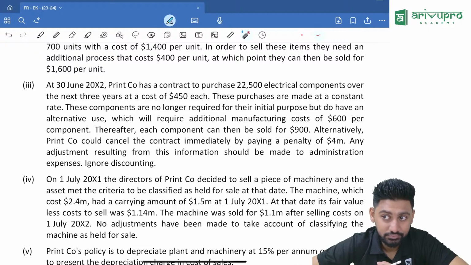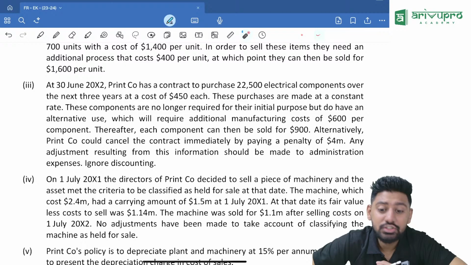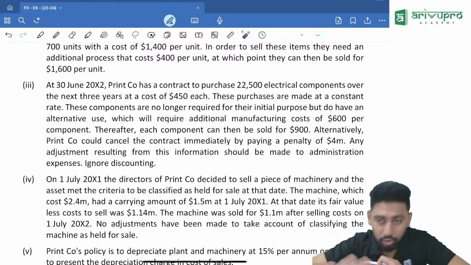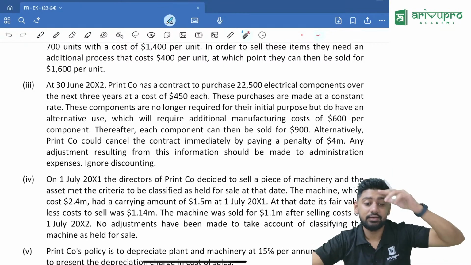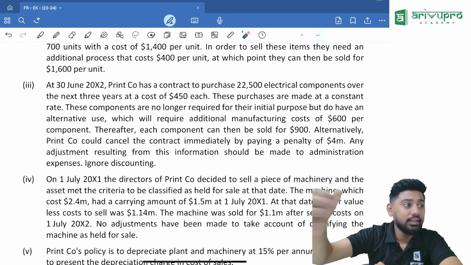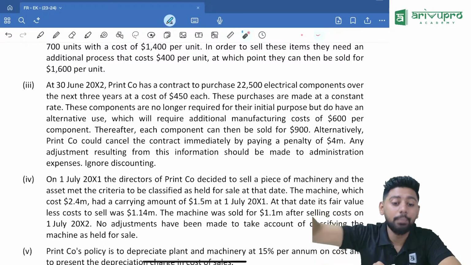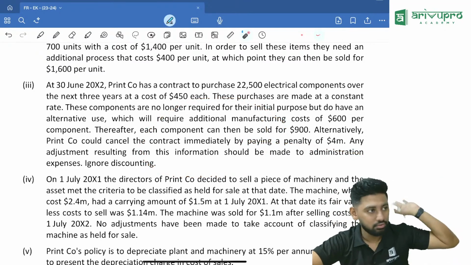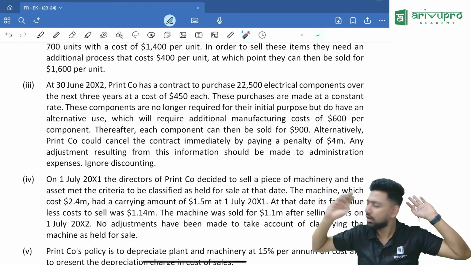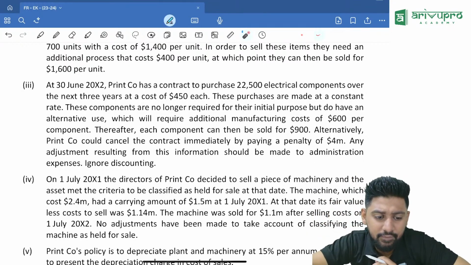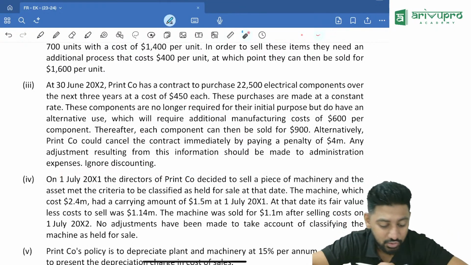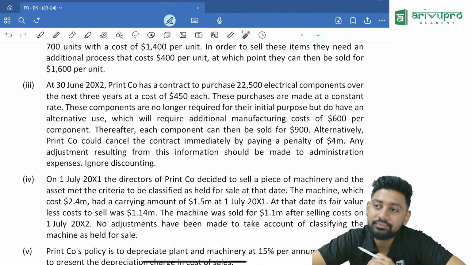Therefore, each component can then be sold for 900. Okay, if you incur this additional cost, you can then sell it for how much? 900. Or alternatively, you have an option to cancel the contract immediately by paying a penalty of 4 million. Or you can say, hey, look, I don't want this at all. I'll pay you a penalty of 4 million. Any adjustments resulting from this information should be made to administrative expenses, ignoring discount. What is the standard?